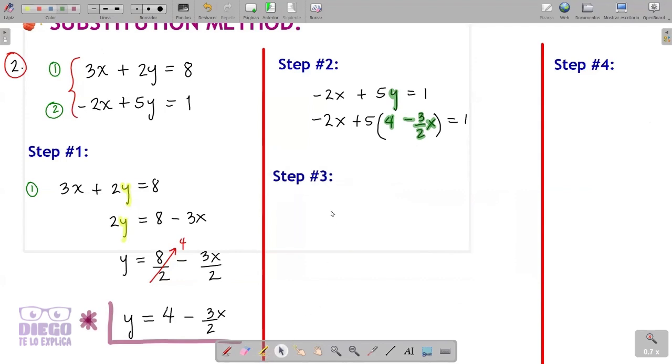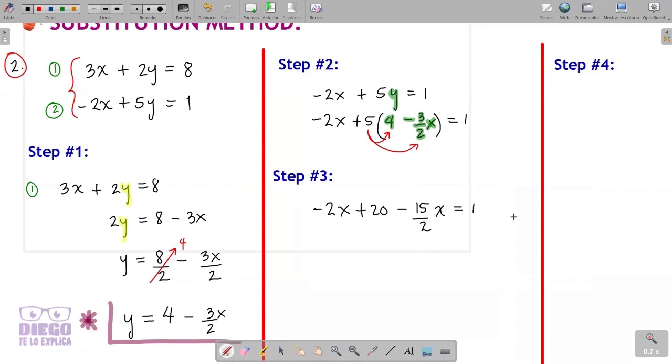Again, in step number 3, we're going to eliminate that parenthesis, multiplying the 5 that is outside the parenthesis by all the terms inside that parenthesis. So we write minus 2x, 5 times 4, 20, 5 times minus 3 over 2, minus 15 over 2x, equals 1. Remember that the 5 multiplies the 3, because every whole number has a 1 as denominator. So 5 times 3, 15, and then we have the 2 in that denominator.